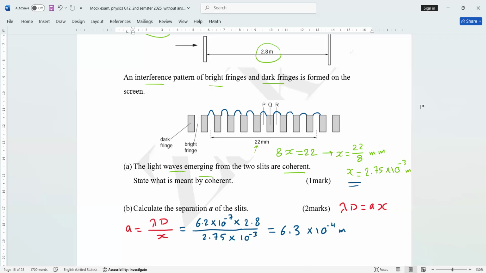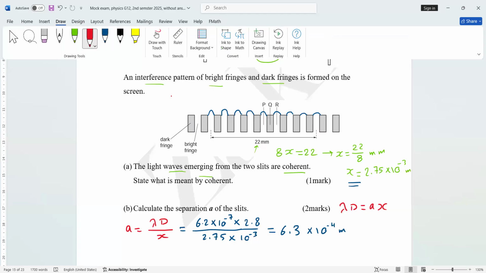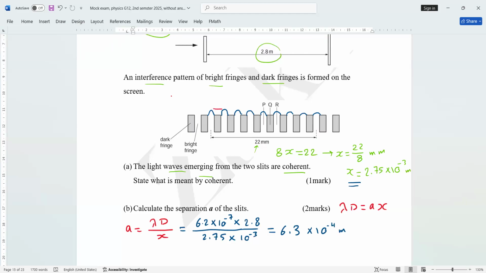Now count with me. How many x's? Here, this is 1x, 1x, 1x, and so on: 1, 2, 3, 4, 5, 6, 7, 8. They are 8x. Okay. Let us go to the next question.